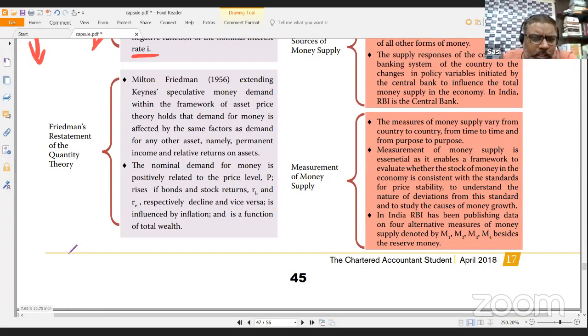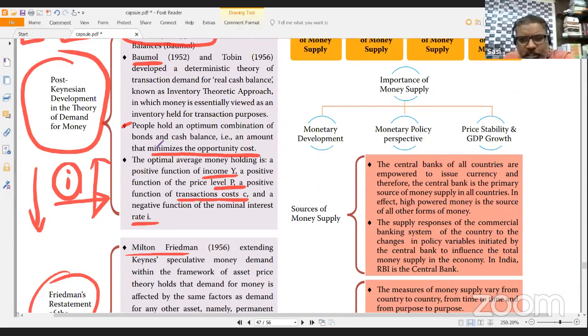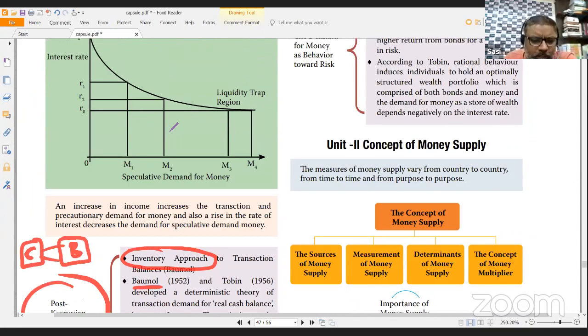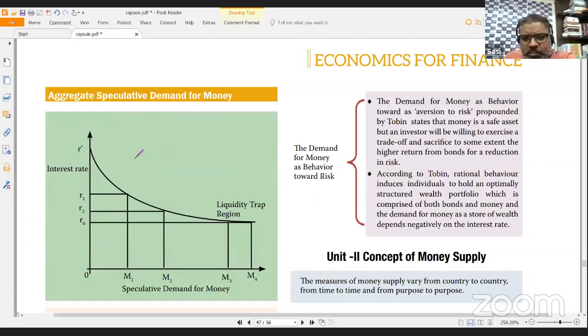And Milton Friedman has just added to the original Keynes theory, nothing special here. In addition to the bonds, he has added stocks also, like equity shares. Keynes only talked about bonds. Now Friedman added the stocks also, shares also. If the share returns are high, then why should people keep cash? They will buy shares and vice versa. That's what Friedman has told, which is an extension of Keynes theory, only adding one more portfolio called equity shares.